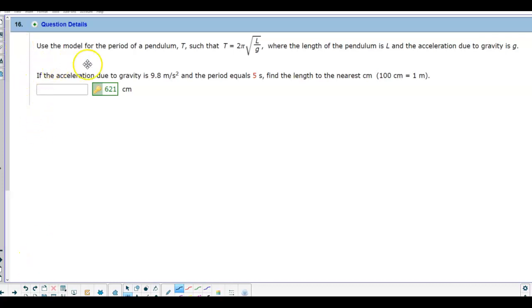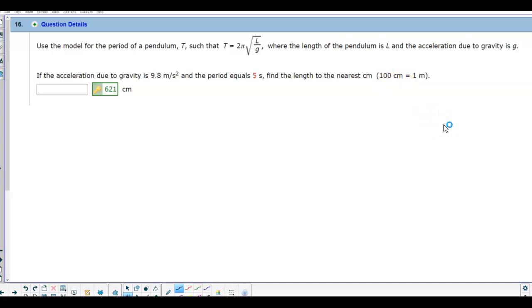For question number 16, we're going to use the model for the period of a pendulum T such that T is equal to 2 pi times the square root of L over g, where the length of the pendulum is L and the acceleration due to gravity is g. If the acceleration due to gravity is 9.8 meters per second squared and the period equals 5 seconds, find the length to the nearest centimeter, where 100 centimeters is equal to 1 meter.